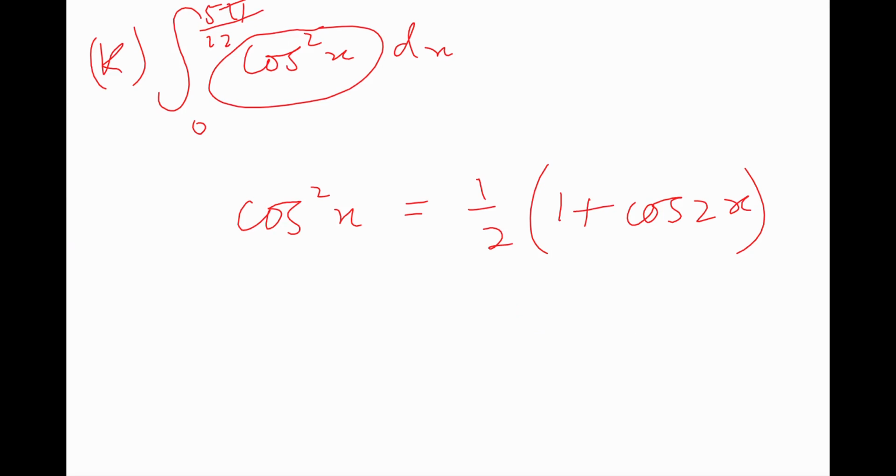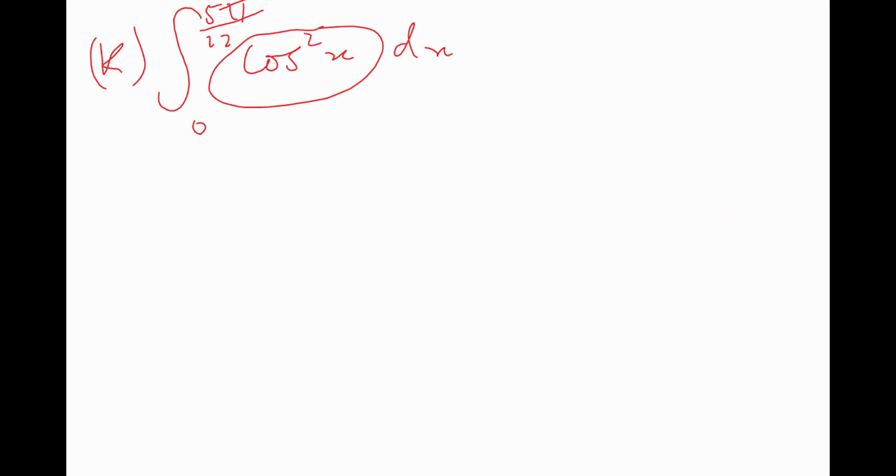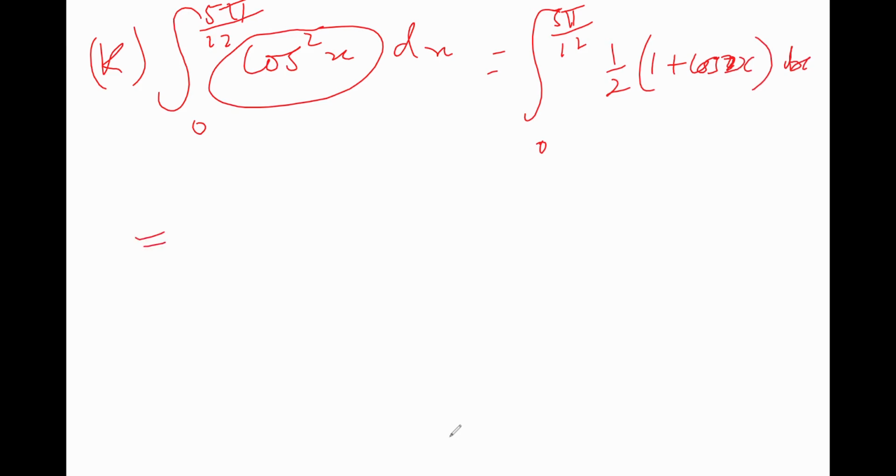So what will I have? The integral of cos squared x dx, from the same limits 0 to 5 pi on 12, is the integral of a half into 1 plus cos 2x dx. You can take the half outside and then integrate 1, which is x. The integral of 1 is x. Then the integral of cos 2x. So x plus 1 over 2 sine 2x, from 0 to 5 pi on 12.